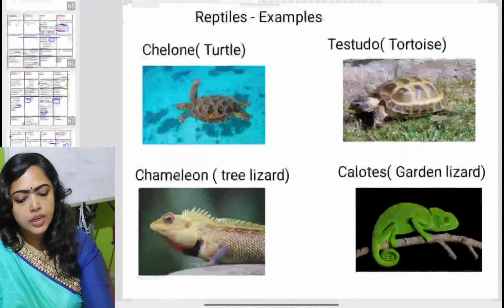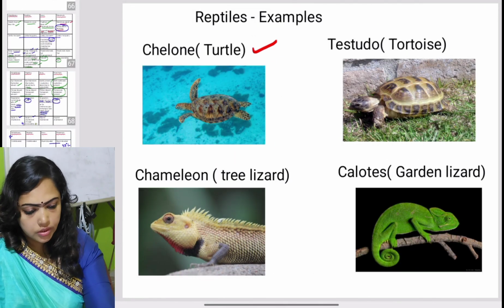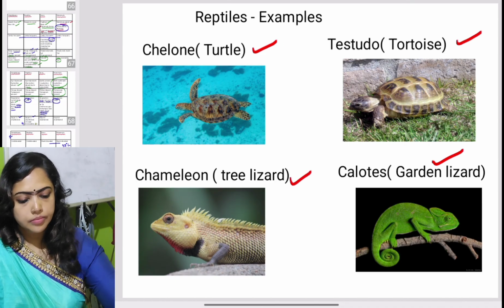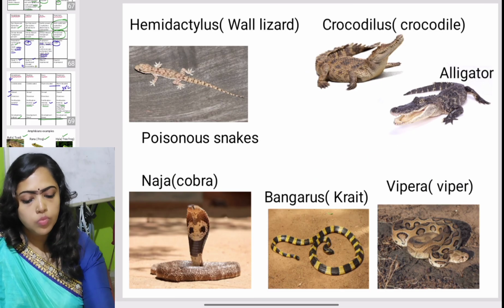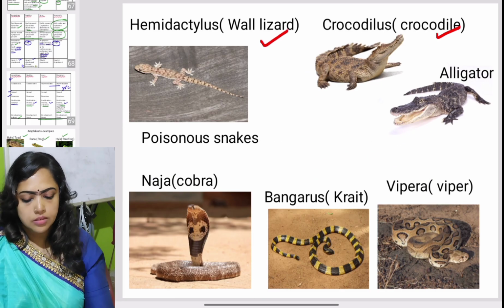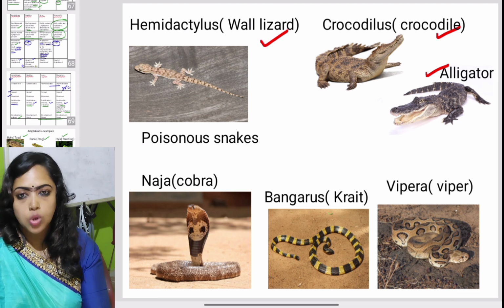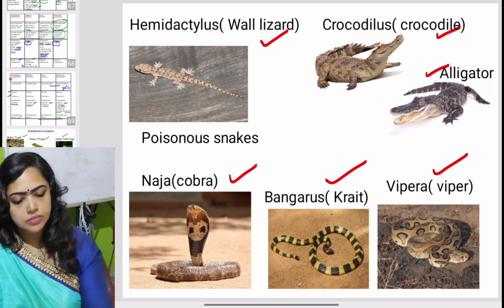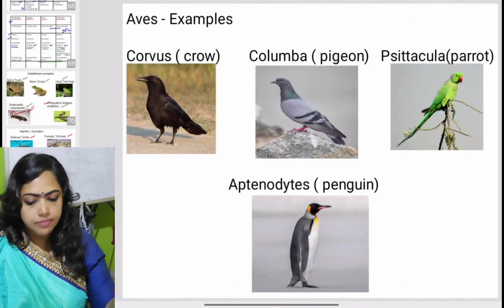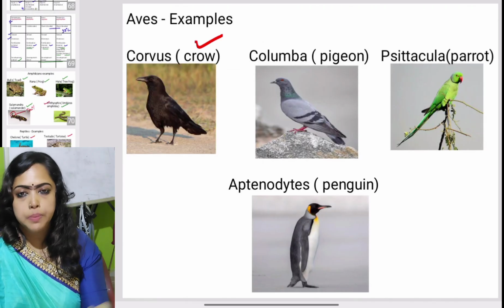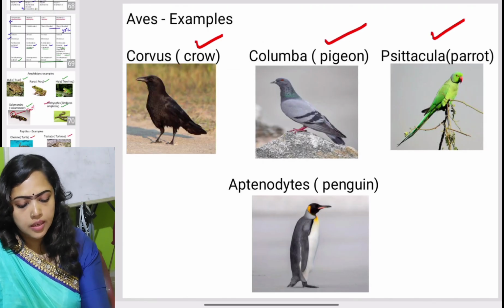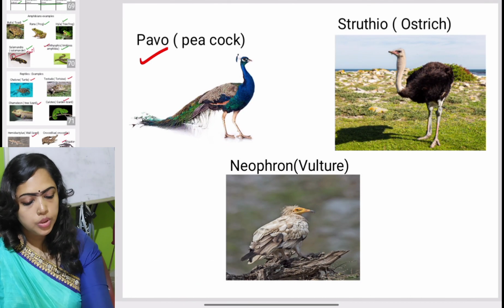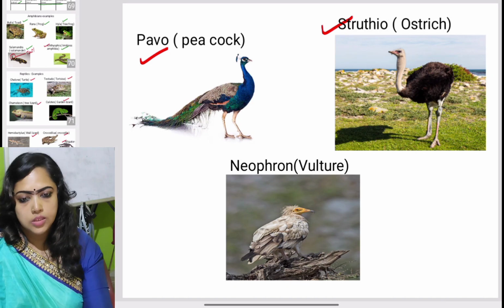Then reptiles, Chelone or turtle, Testudo, that is tortoise, then Chamaeleon or tree lizard, then Calotes, that is what? Garden lizard. Then Hemidactylus or wall lizard, then crocodile, then alligator. Then poisonous snakes, Naja, that is cobra, then Bungarus, that is krait, and Vipera, that is viper. Then examples for birds or aves, Corvus or crow, then Columba, that is pigeon, then Psittacula or parrot, and then Aptenodytes or penguin. Then Pavo, that is peacock, then Struthio, that is ostrich, then Neophron or vulture.